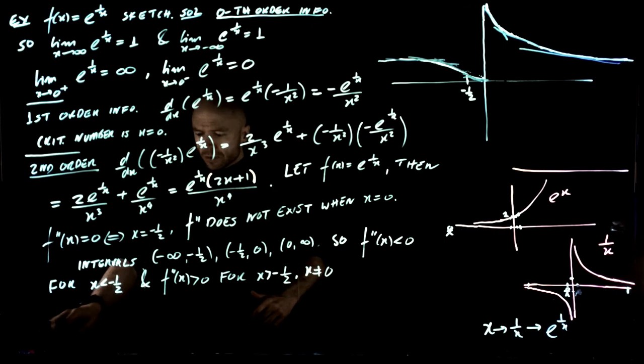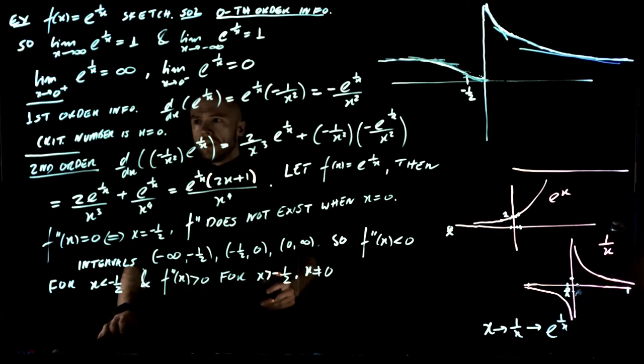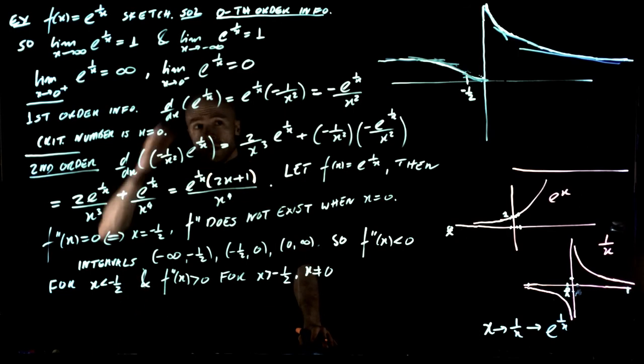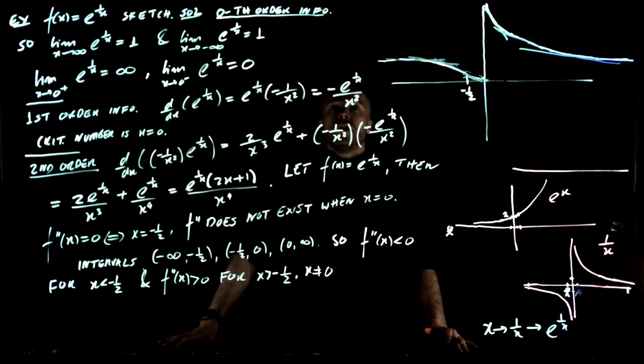local maxes and local mins. So if we look at the critical number, it's only at 0. If we look at the sign, then it is negative to the left and to the right. So definitely no local max or local mins occurring at 0.